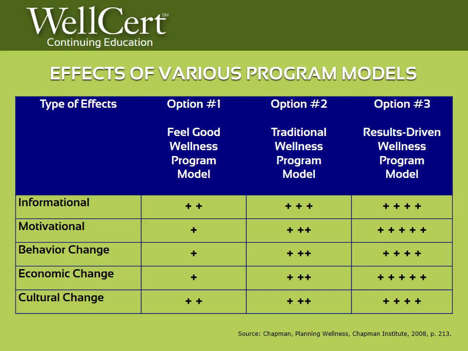Now, the effects of our various program models are also part of the choice and the issue of which ones we choose for our organization. And what this shows is the 3 models: the feel-good model, the traditional model, the results-driven model. And then it looks at the amount of change and the results we can drive with this particular area. There are informational related changes, and you can see the models progressively create more effect. The motivational aspects, the actual behavior change effects, the economic change and its effects, and cultural change and its effects and results. So what you see here is the way in which we look to a higher level of achievement and higher amounts of results and change with a movement from option 1 to option 2 to option 3.